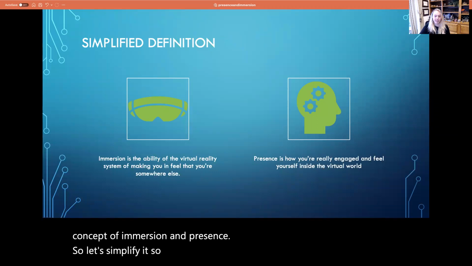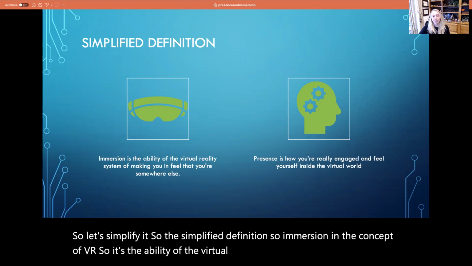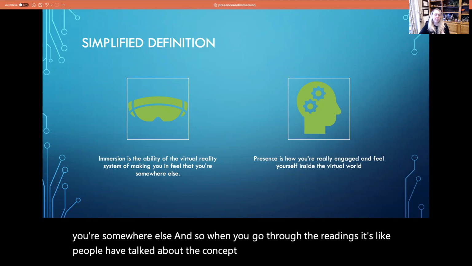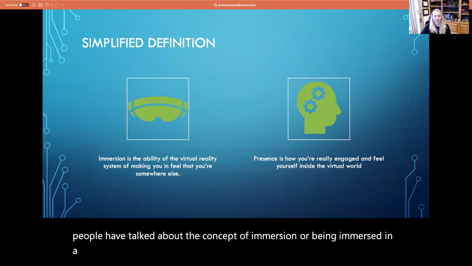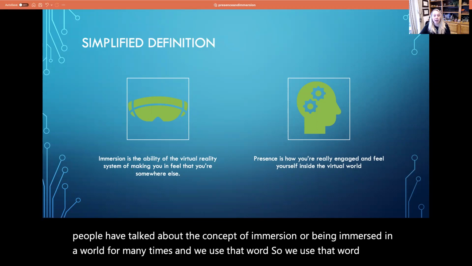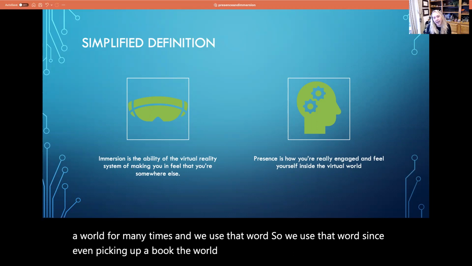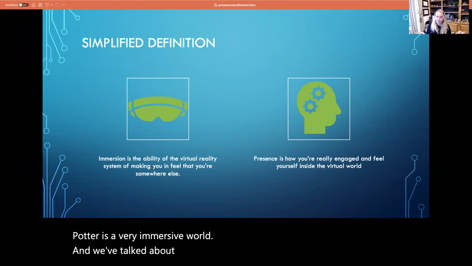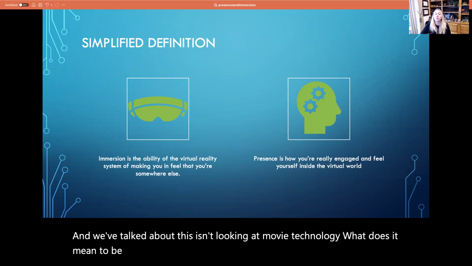So the simplified definition: immersion in the concept of VR is the ability of the virtual reality system to make you feel like you're somewhere else. When you go through the readings, people have talked about the concept of immersion, or being immersed in a world, many times. And we use that word even when picking up a book. Oh, the world that Tolkien created, or Harry Potter, is a very immersive world. And we've talked about this in looking at movie technology. What does it mean to experience immersion?